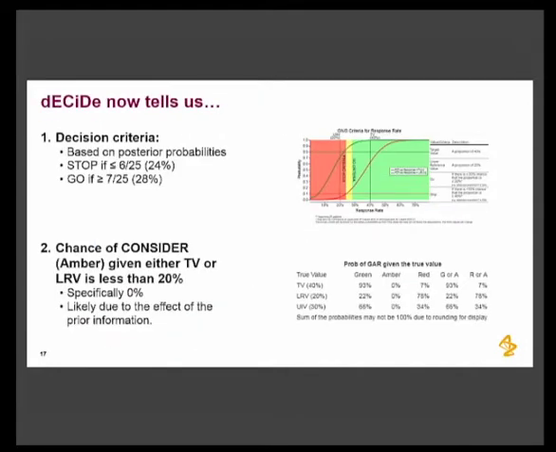So Decide now tells us something a little bit from a different angle, same information. Here you have decision criteria based on posterior probabilities, and it says basically that if I have no more than 6 out of 25, then I'm going to stop, and if I have no more than 7 out of 25, I'm going to continue. Well, okay, so there's nothing between 6 and 7, so why do I have this amber band here? The amber band is owing to the fact that posterior probabilities are calculated as a continuous variable, not so much as a discrete one, even though you can only observe certain values in the sample space.